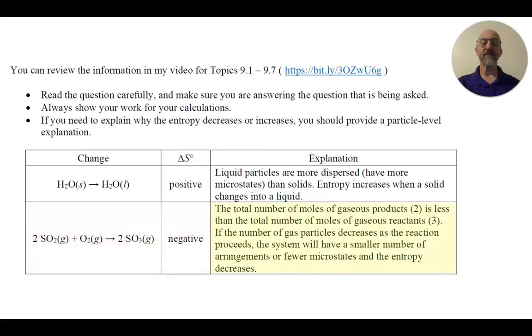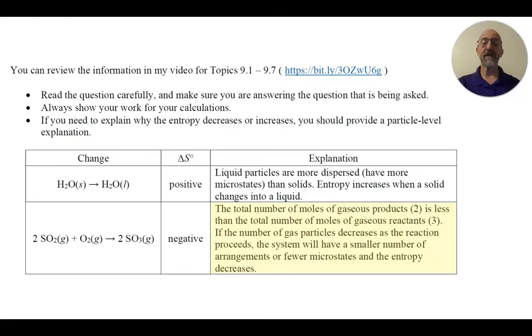The total number of moles of gaseous products is less than the total number of moles of gaseous reactants. But keep going. You have to talk about the particles, and the particle level explanation would include: if the number of gas particles decreases as the reaction proceeds, the system will have a smaller number of arrangements or fewer microstates, or the particles are less dispersed, and so that's why the entropy decreases. It's got to include particle level explanations.